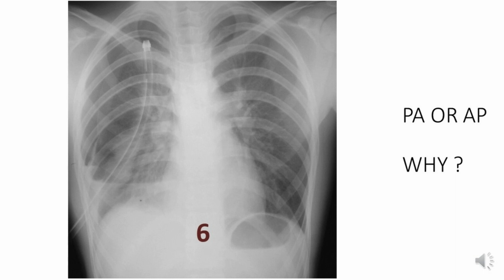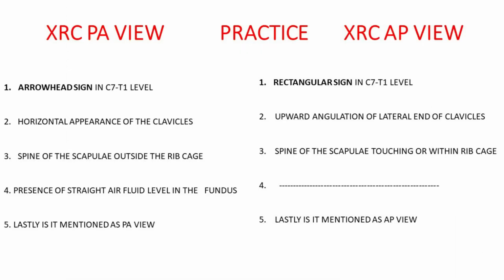The fourth and fifth points need not be discussed. The fourth point is the air fluid level in the fundus beneath the diaphragm, and the fifth point is the marker as PA or AP view, marked by default in the machine or by the technician. So we are at the final round.